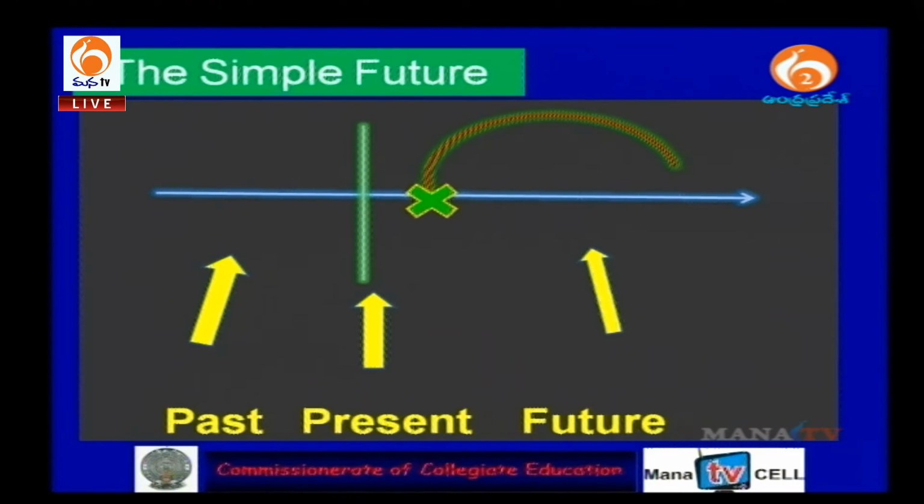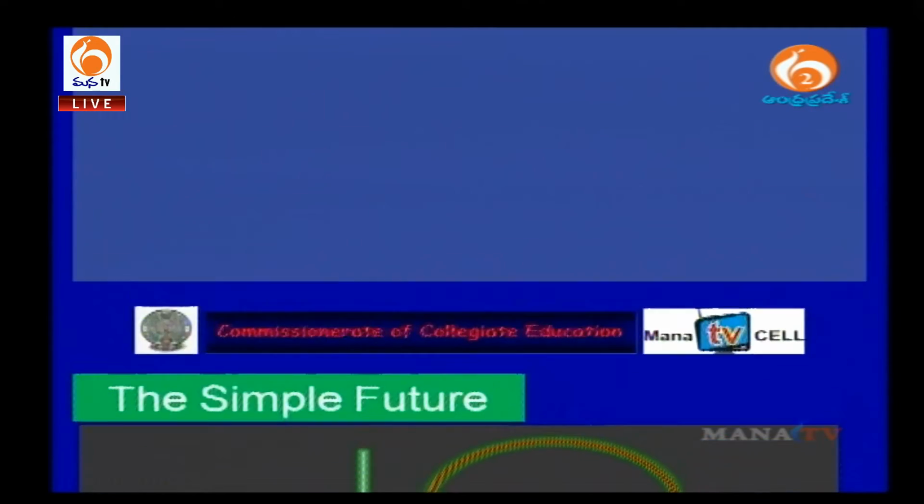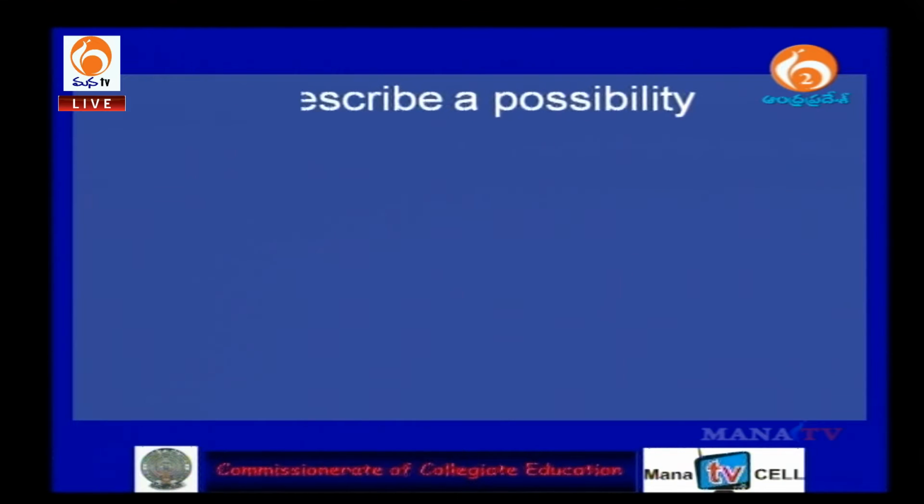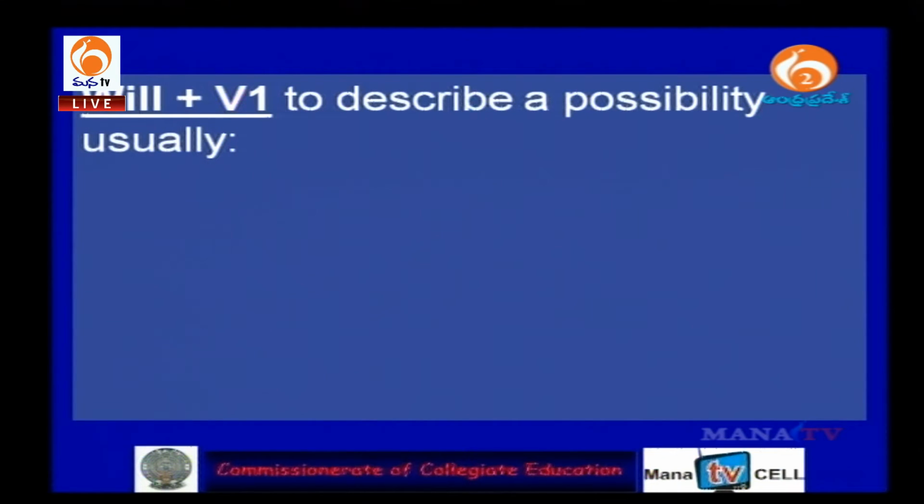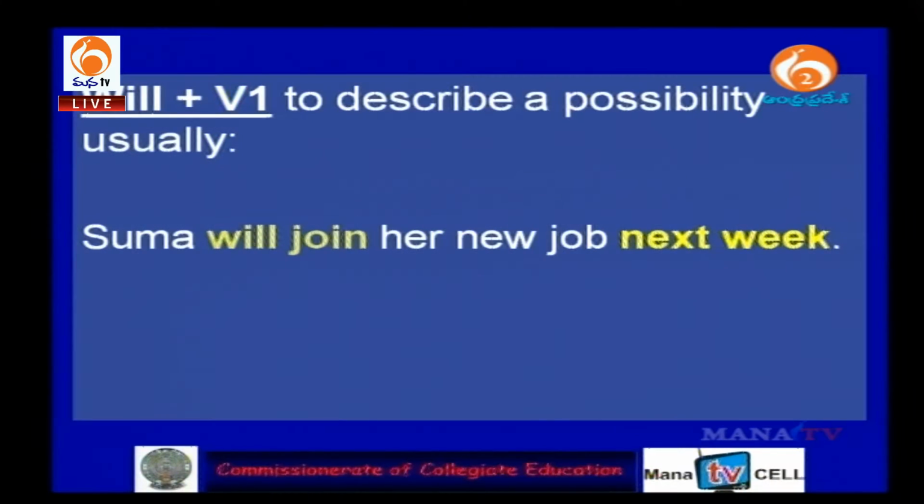Then when do we use this tense? Here we use will plus V1. V1 is, as I told you, the infinitive form. Will plus V1 usually describes a possibility. If we use will with V1, it denotes a possibility of action only. It is not at all certain. Now look at the examples.